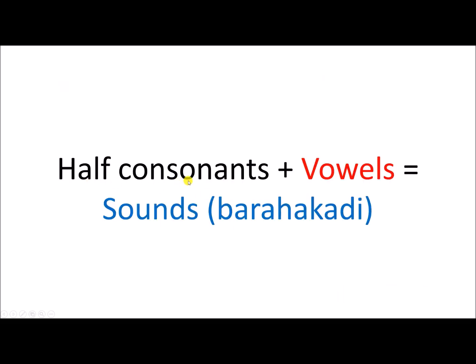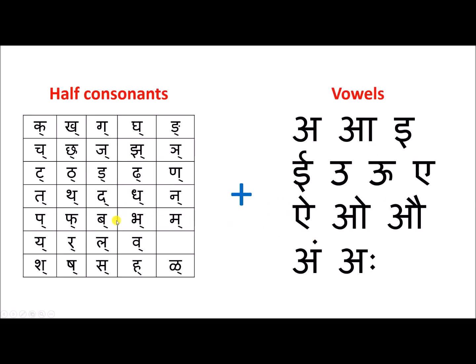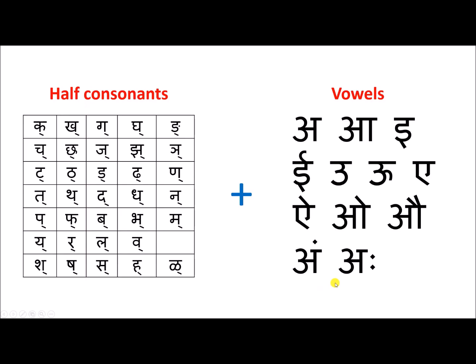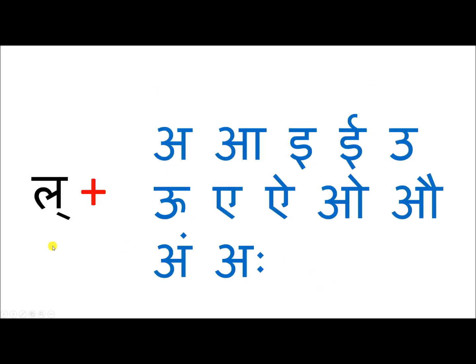So, when we add a half consonant to a vowel, we get a sound. This is called Barahakadi in Hindi, and that is what we have been doing till now. We have been adding the half consonants to different vowels to see what sounds we get. In this video, we will learn Barahakadi of L. We'll see what happens when we add this root consonant to all these vowels.